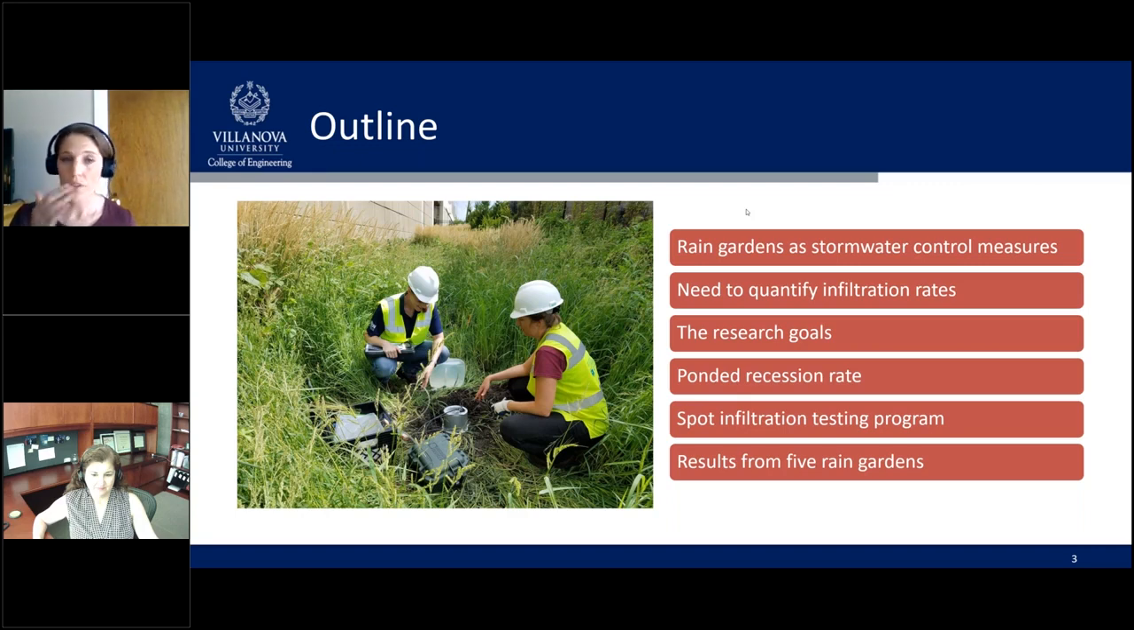So for our overview for the webinar today, as you see on the slide, I'll first reintroduce the use of rain gardens as stormwater control measures and how their performance relies on the ability to quantify infiltration rates easily in the field. And then we'll discuss the goals of the research project being featured today and how ponding recession rates and spot infiltration tests were combined to develop recommendations for a minimum number of infiltration tests. Then Dr. Welker would take it over to present the methods and results of the study, which included 5 different rain gardens and what the practical implications of the findings were.